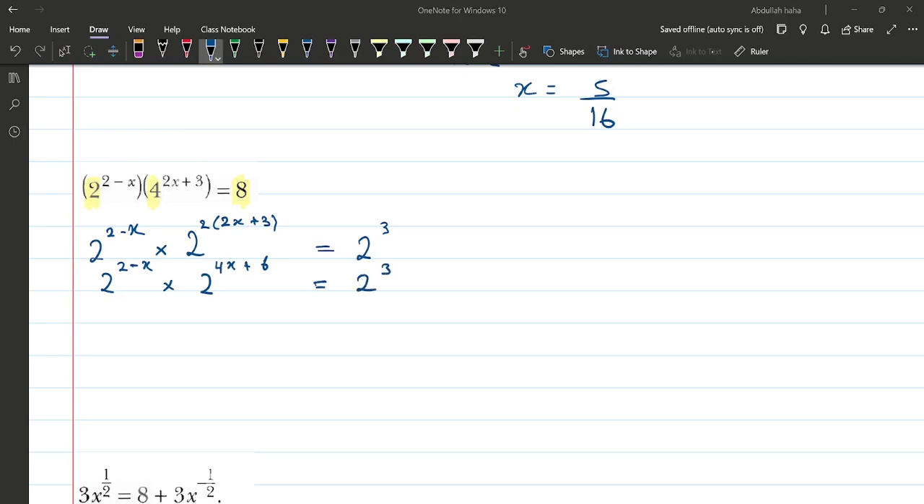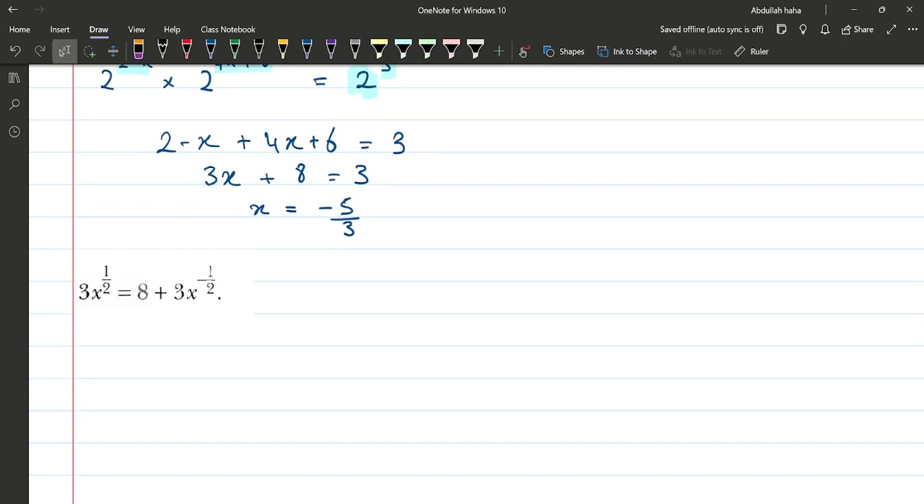Now I can simply add these powers because we're multiplying and the bases are the same. So 2 minus x plus 4x plus 6 is equal to 3. Remember the bases are still the same here, so we can say the powers are equal. This is going to give us 3x plus 8 equals 3, and then x will equal, the 8 goes to the other side and becomes minus 8, so 3 minus 8 is minus 5 over 3. Okay, so this is going to be our answer.